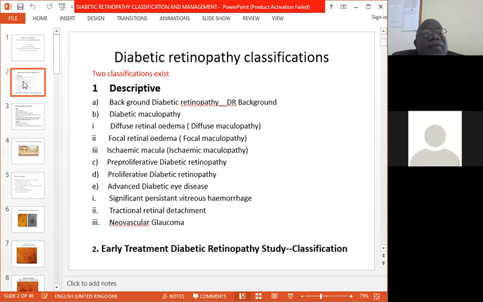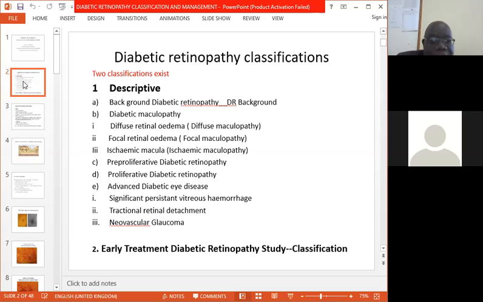The next classification is the pre-proliferative diabetic retinopathy. That stage before the formation of new blood vessels occurs is referred to as pre-proliferative diabetic retinopathy. And once the blood vessels occur, the classification changes to proliferative. There is a proliferation of blood, there is a growth of blood vessels. So it comes at proliferative diabetic retinopathy.